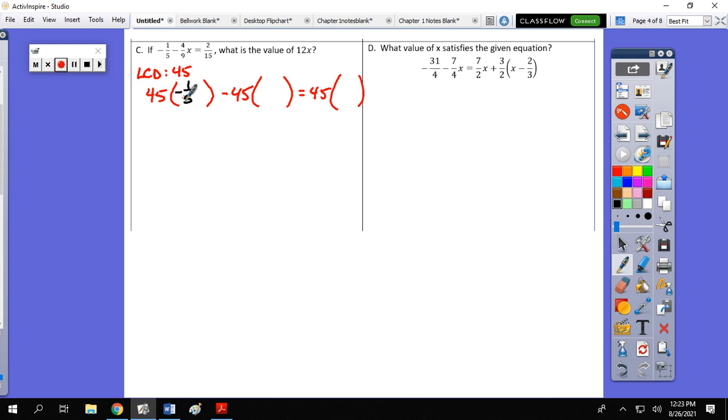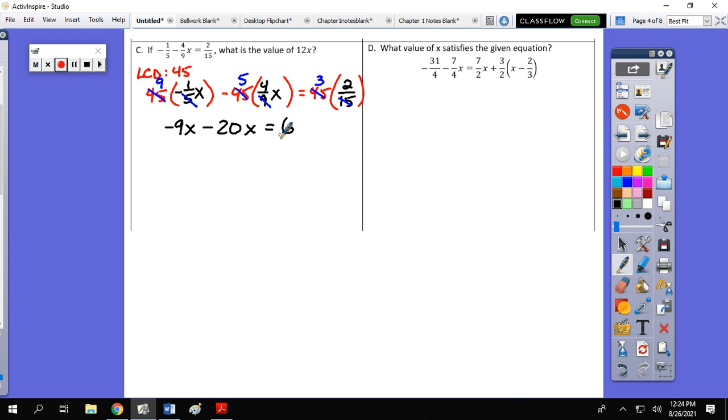Okay, so we're looking at 45 times negative 1/5 x minus 45 times 4/9 x equals 45 times 2 over 15. Now this will illustrate the canceling a little bit better than our two previous examples. 45 divided by 5, this 5 would go into 45 9 times. 45 divided by 9, 9 goes into 45 5 times. 45 divided by 15, 15 goes into 45 3 times. Then we multiply what is left. So we have 9 times negative 1x is negative 9x, minus 5 times 4x is 20x, equals 3 times 2, which is 6. Our expand step is complete.